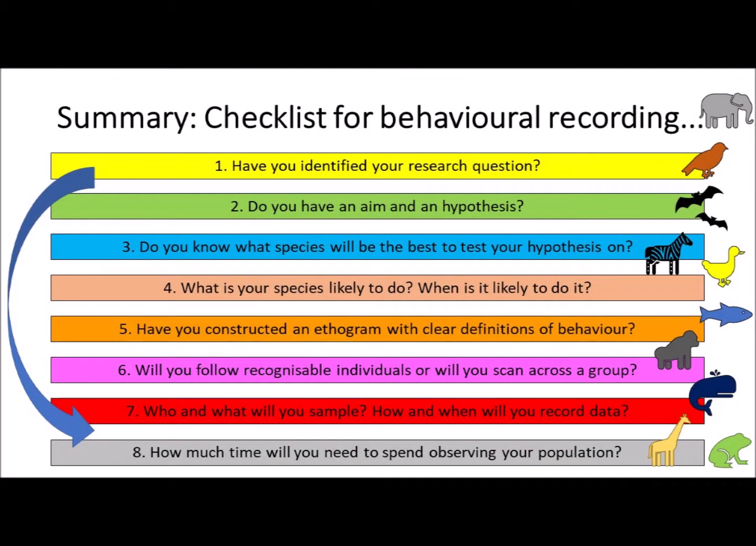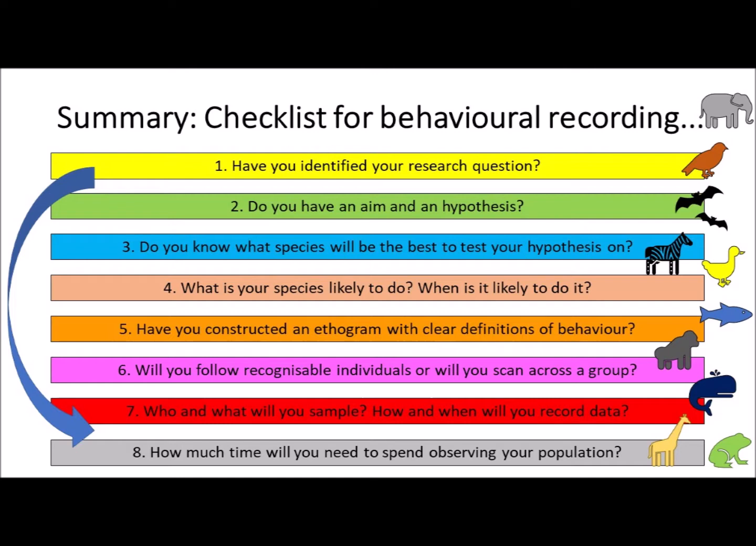Here is a handy checklist that you can follow when planning an observational study. Have you identified your research question and have you used that to formulate an aim and a hypothesis that you're going to test, which is the whole point of you collecting data? Have you identified what particular species you're going to use to test your hypothesis? Which species works best for the research question that interests you?